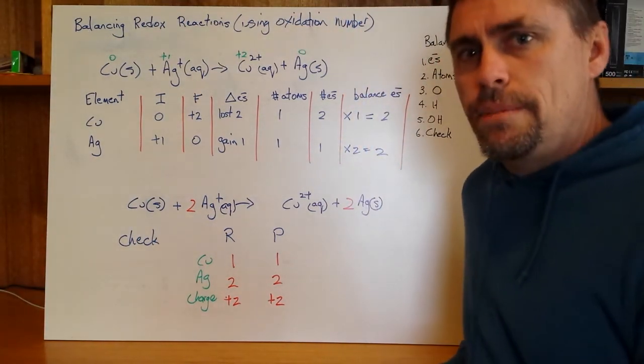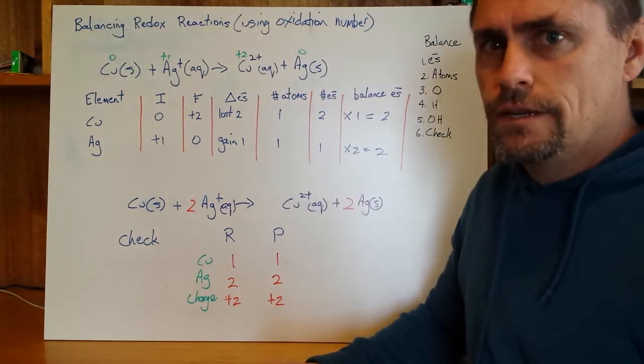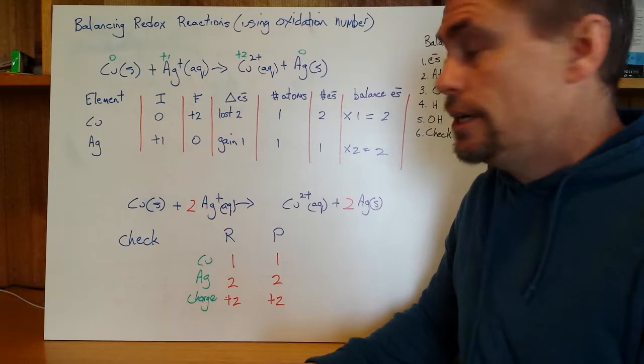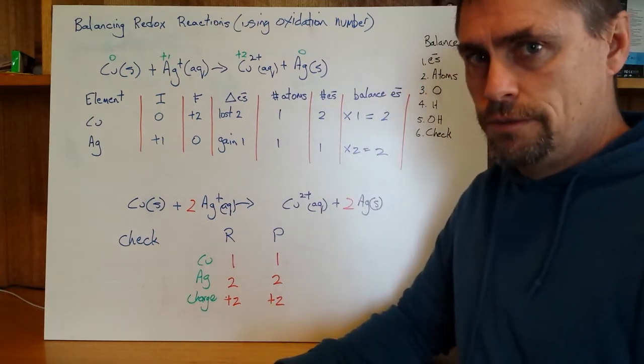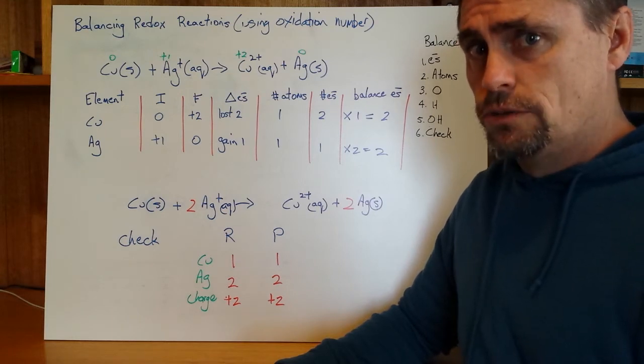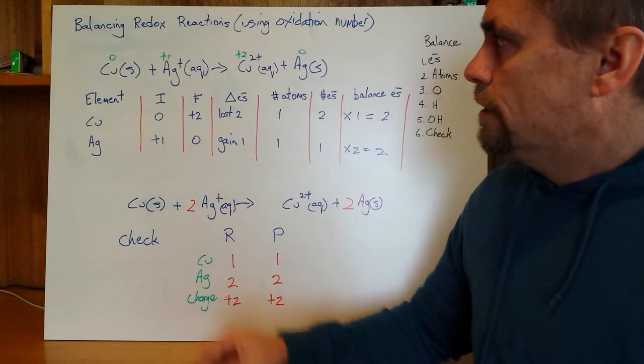Okay, we're going to look at how to balance redox reactions using change in oxidation number. To do that, we follow a simple procedure. The first step is to balance the electrons being transferred between the reduction component and the oxidation component of the reaction. So let's take a reaction.